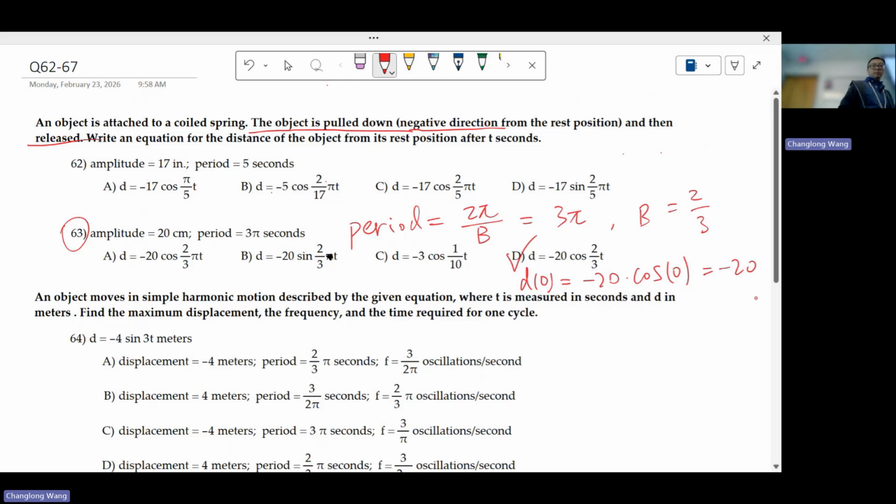So now what about letter B? If you do the same thing, evaluate the position at t equal to 0, you get negative 20 times sine 0. How much is sine 0? Then calculus is going to tell you it's a 0. Sine 0 is 0, right? That means you get 0. Well, that doesn't make sense because the object has to be pulled down and start somewhere below the rest position. Okay?